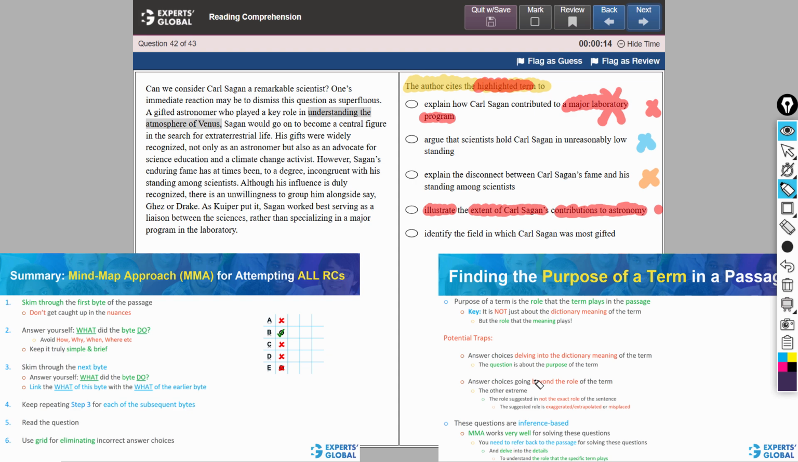Many students would select it. However, this answer choice suffers from the problem of going beyond the role of the term. In the passage, the highlighted term only suggests one of the contributions of our scientist. It has not been established in the passage that our scientist was most gifted in this field as such. In fact, later in the passage, he has been stated as best serving in some other role. Therefore, answer choice E does not state the exact role of the sentence. It deploys an exaggeration and should be eliminated.